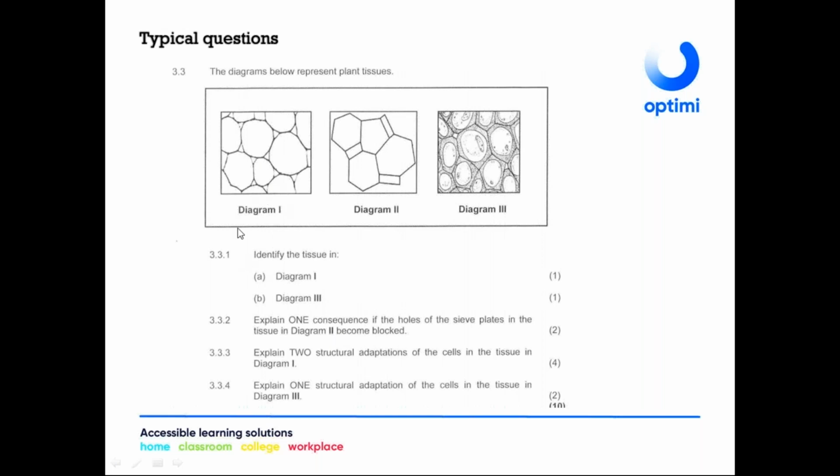What makes the cells in this tissue structurally suited to perform its functions? First of all, the cells in parenchyma have thin cell walls, and this allows for movement of water and mineral salts.